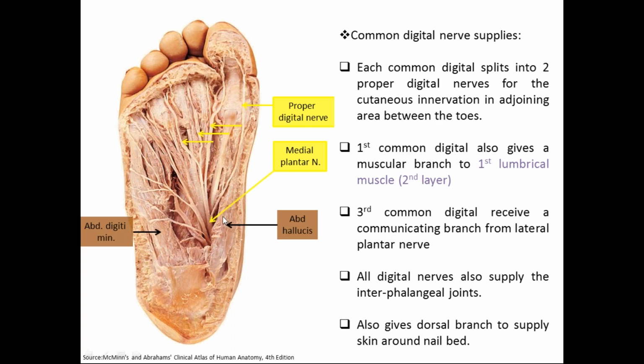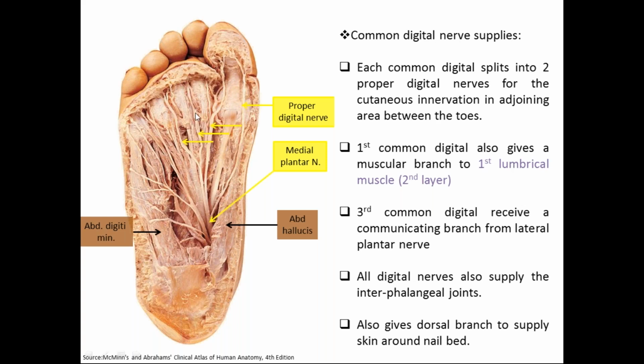So till now we have seen the medial plantar nerve gives innervation to four muscles. The main trunk gives innervation to the abductor hallucis and flexor digitorum brevis. The proper digital nerve gives innervation to the flexor hallucis brevis, and the first common digital gives innervation to the first lumbrical muscle, right? So four muscles are going to be innervated by the medial plantar nerve or by its branches.